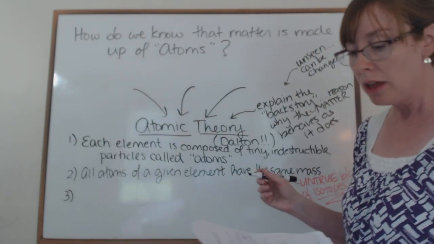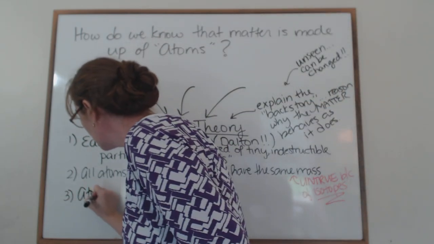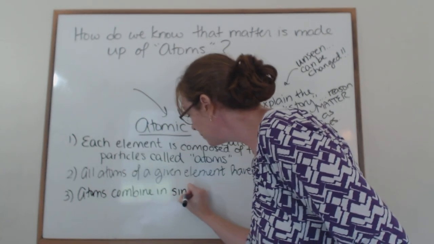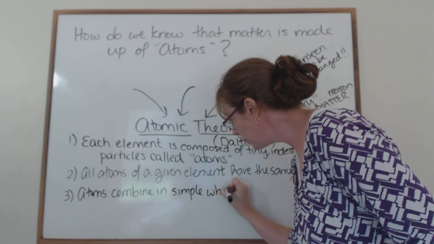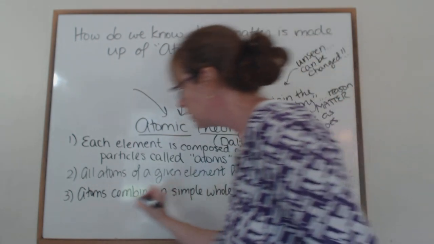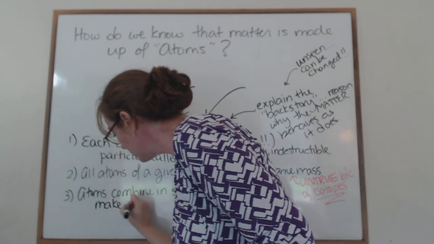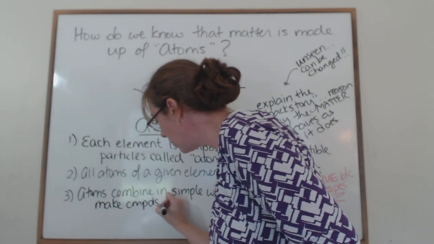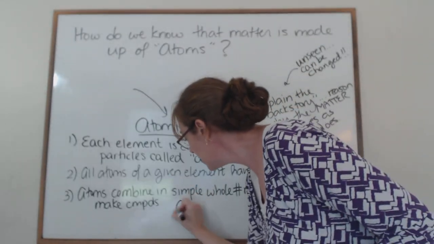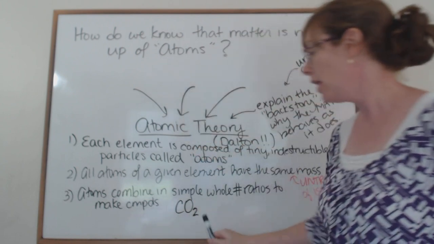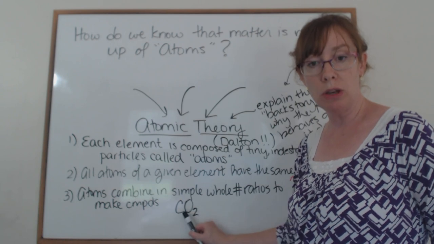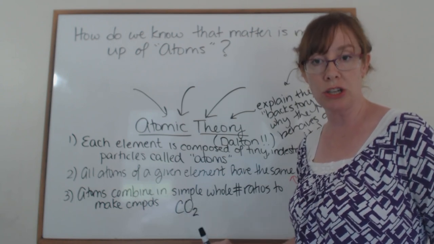atomic theory presentation. Third, atoms combine in simple whole number ratios to make compounds. All right, so what we mean by that is, just using an example, CO2. Okay, so this is a compound, and to get this compound, you'll have one carbon for every two oxygen atoms.